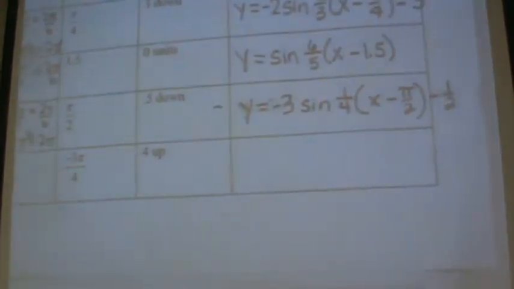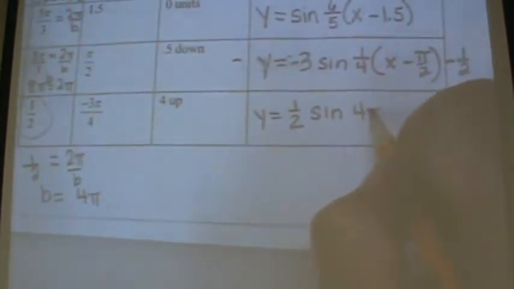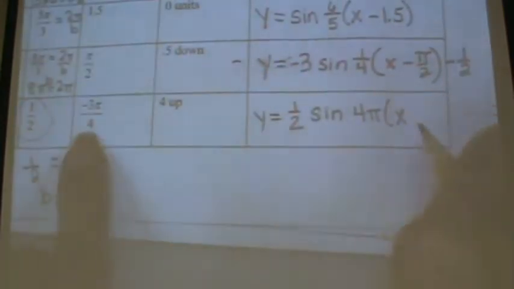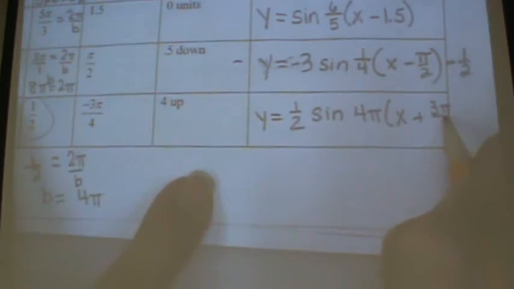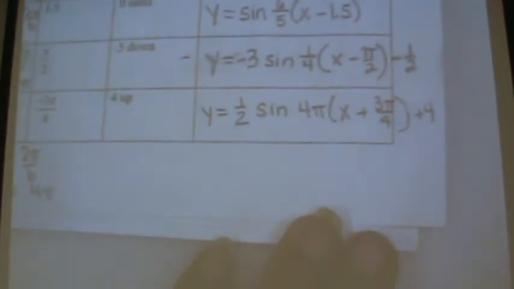Last one. Amplitude. So this is a vertical compression by a half. How do you find the b value? 1/2 equals 2 pi over b. So what's b equal to? 4 pi. So you're going to put 4 pi outside. X, what do I do? Plus 3 pi over 4 or minus 3 pi over 4? Plus. Plus 3 pi over 4, and it's 4 up. Plus 4. Easy?